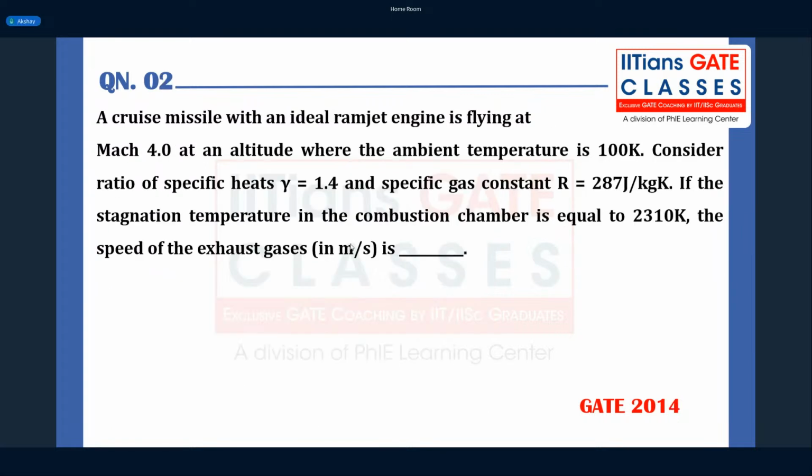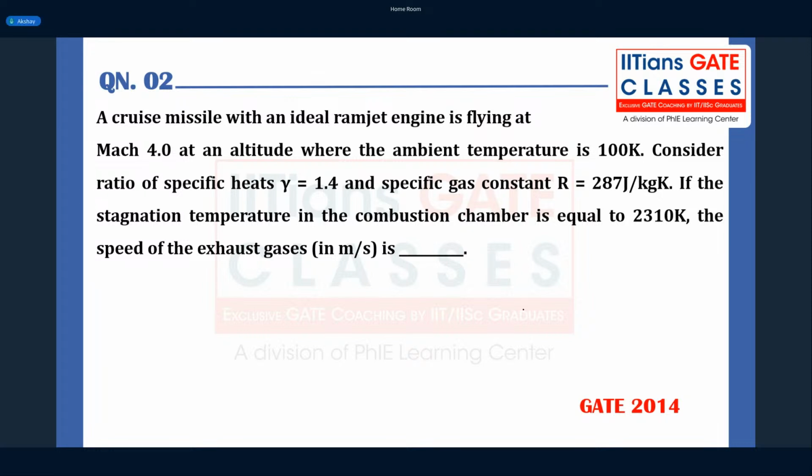Okay. So this one is a numerical entry type question, which was asked in 2014. A cruise missile with an ideal ramjet engine is flying at a Mach number of 4 at an altitude where the ambient temperature is 100 Kelvin. Consider the ratio of specific heats equal to 1.4 and specific gas constant 287 joules per kg per Kelvin. If the stagnation temperature in the combustion chamber is equal to 2310 Kelvin, the speed of the exhaust gases in meters per second is?